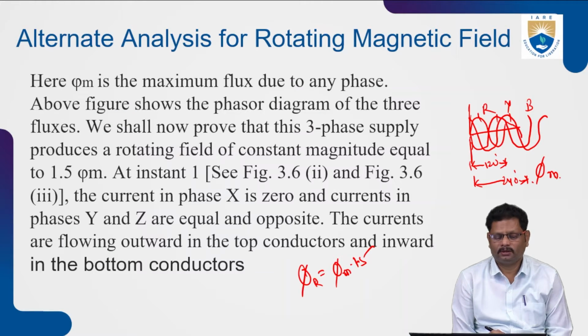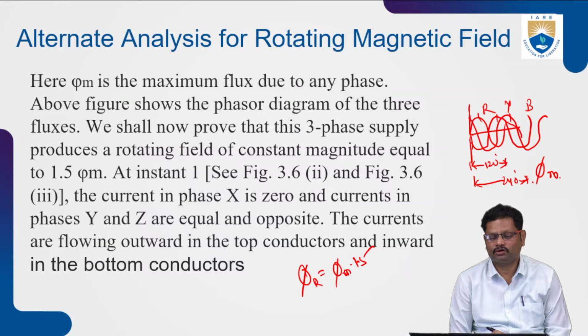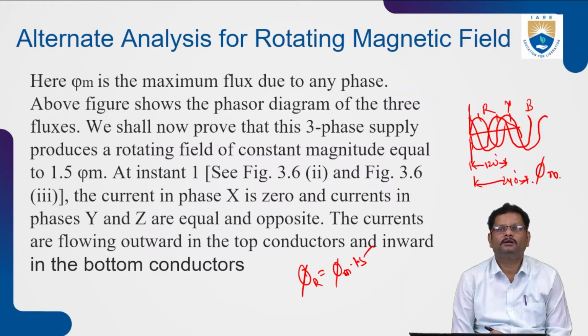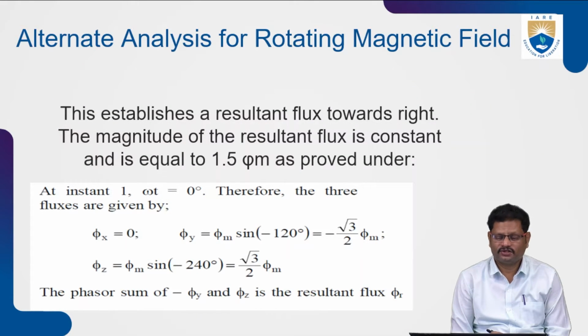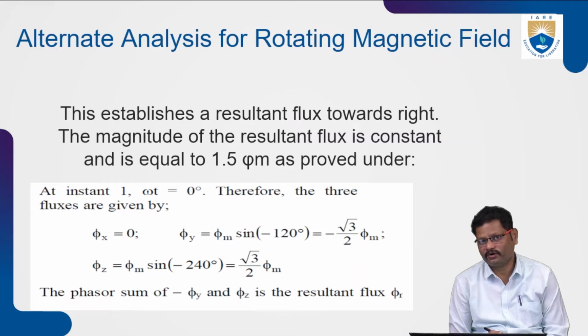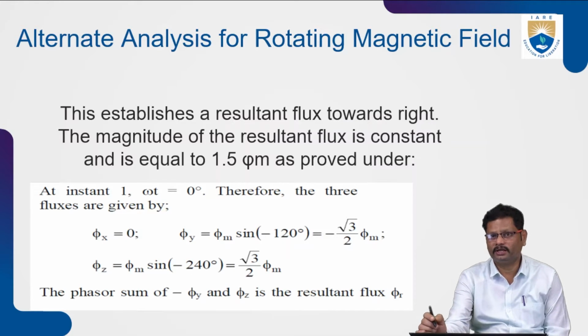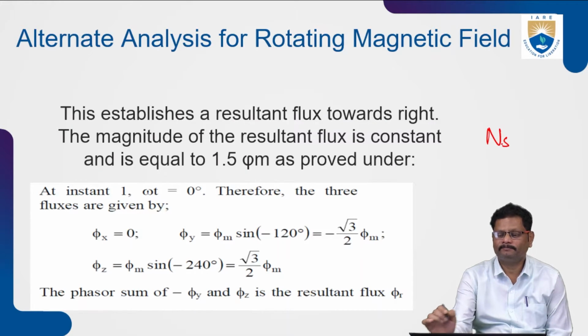At any instant, the current in phase X is 0 and the currents in phases Y and Z are equal and opposite. The currents are flowing outwards in the top of the conductors and inward in the bottom of the conductors. Here we will see the derivation for the resultant flux. The resultant flux is established towards the right, its magnitude is constant and equal to 1.5 times the maximum, and it is rotating at synchronous speed.